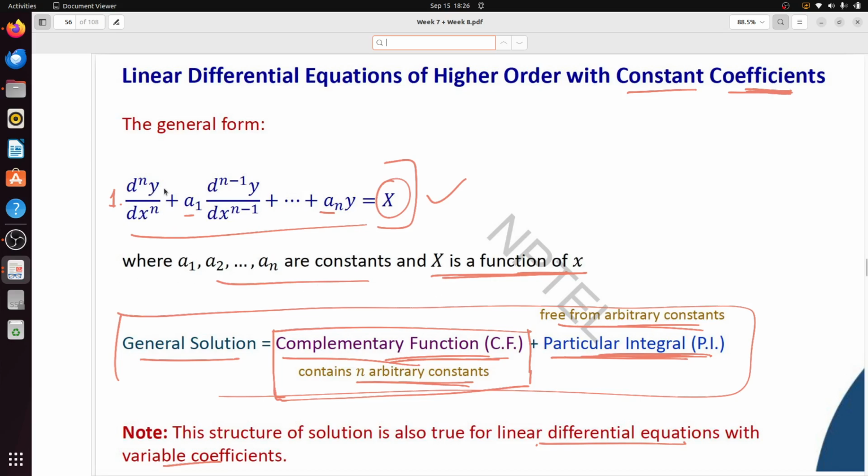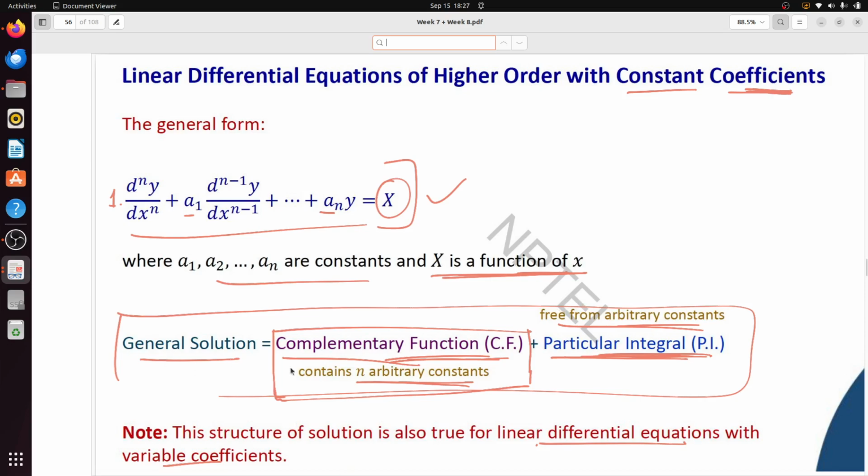Now here this dependent variable y is actually a function of the independent variable x, and this type of differential equation, d^n y/dx^n plus a1 d^(n-1) y/dx^(n-1) plus and so on plus an y is equal to X, is called a linear differential equation of nth order with constant coefficients, where a1, a2, ..., an are constants and X is a function of x.